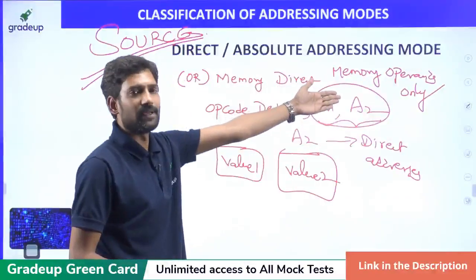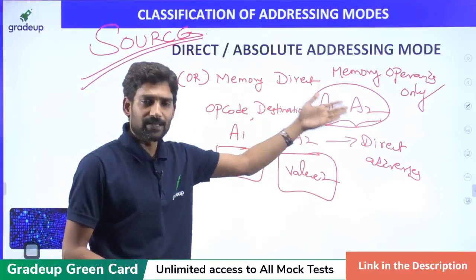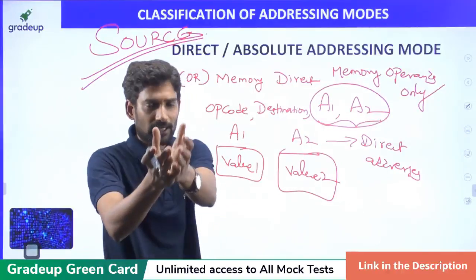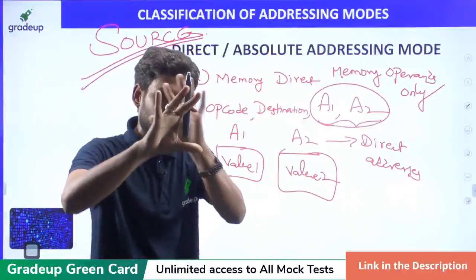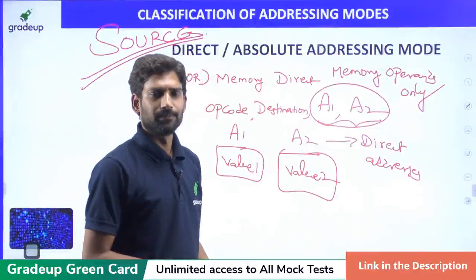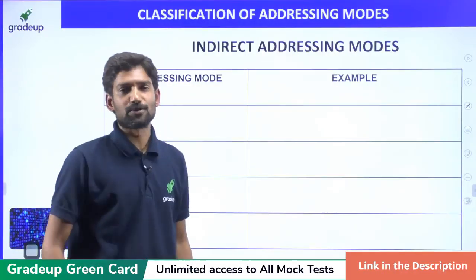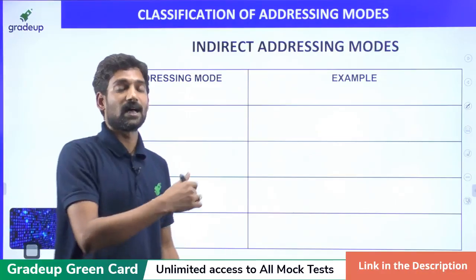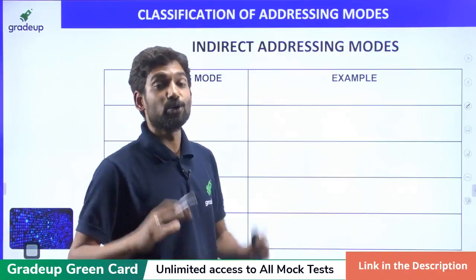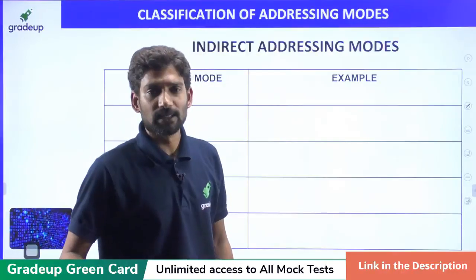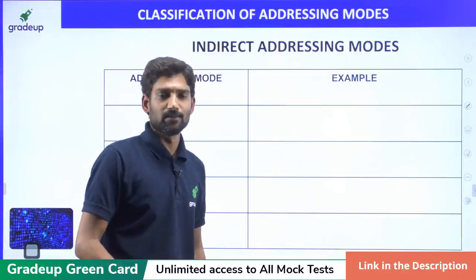That address you are giving in the instruction. Who will receive this instruction? ALU. So, for the ALU, you are giving one address. At that address, there is a value. That is a direct addressing mode. Very simple. Then, indirect addressing modes. Guys, these are subclassified into 8 types. How many indirect addressing modes are there? 8 indirect addressing modes are there.